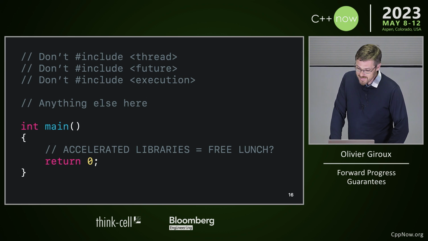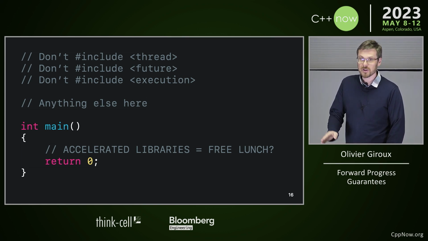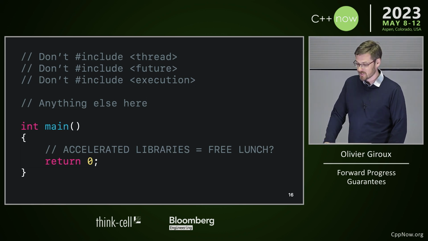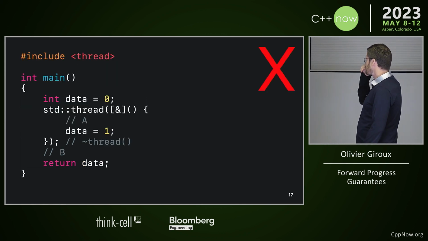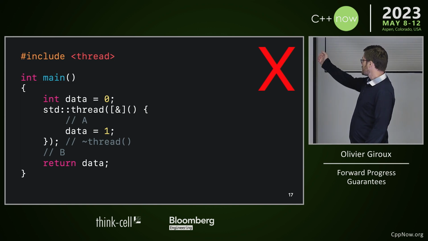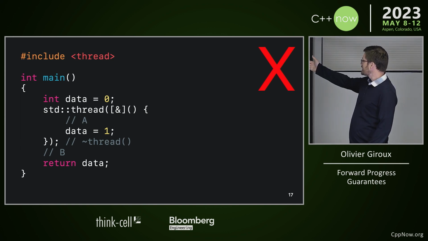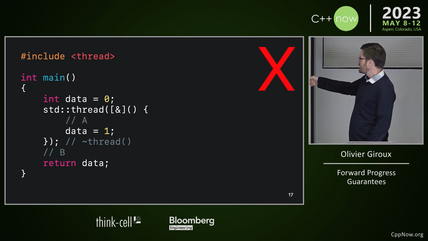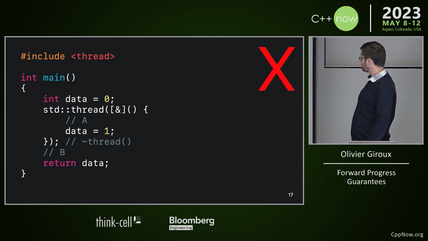Okay. All right, so let's add some threads to this. And we're going to do it wrong a bunch of ways so that we can get to the point where we can ask an interesting question. Okay, so I'm going to add a thread. And here, I'm just creating this thread. And what the thread does is that it has a statement A. It assigns 1 to data. And then I've got some other statement at B. And then I return data from main. Great.